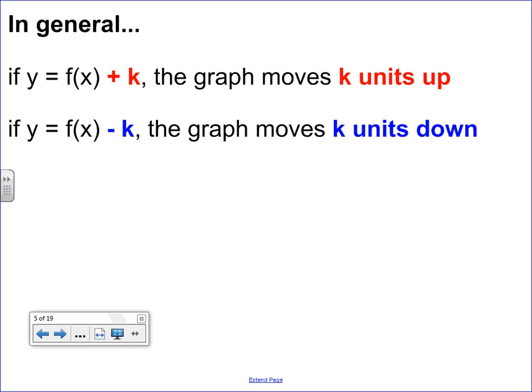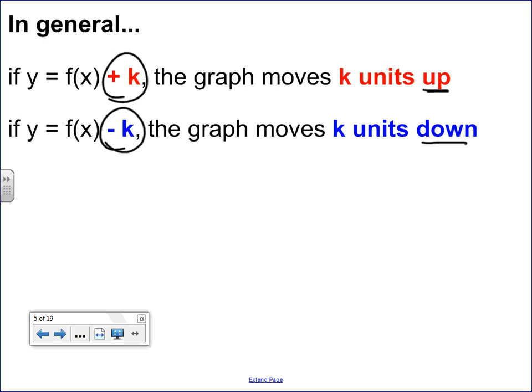So in general, here's what it's going to look like. If I have any function graph at all, and I do plus k, the graph will move up k units. If I do minus k, the graph will move k units down.